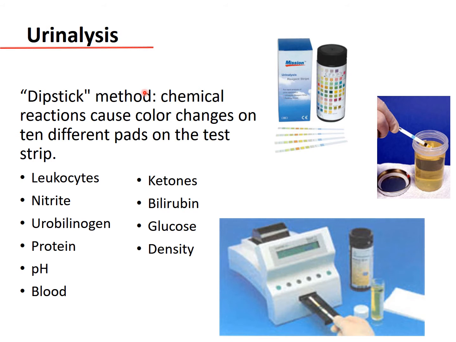How do we measure the urine contents? Usually we use the dipstick method. These are chemical reactions that cause color changes on the different pads on the test tips. We have 10 little pads on the strip that are sensitive to leukocytes, nitrite, urobilinogen, protein, pH, blood, ketone bodies, and glucose as well.